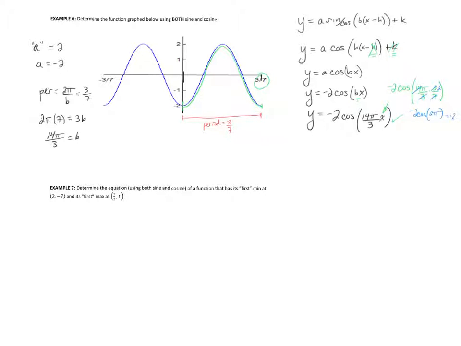So it sure enough works for this point out here at the end, that when you plug in 3/7 for x, you get negative 2 for y. And you could check any point on the curve and it would work. Now, that was fairly easy because the graph kind of looked like a cosine curve.